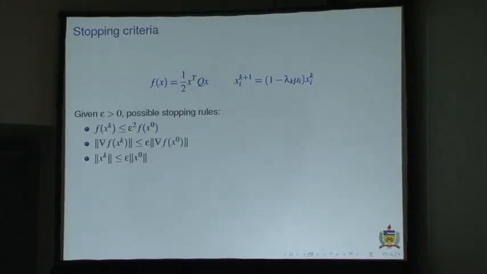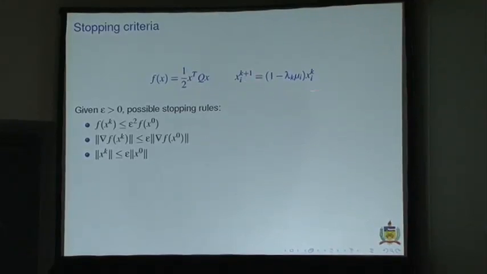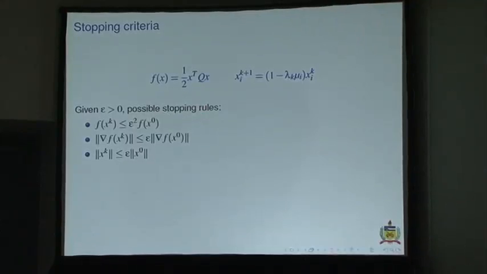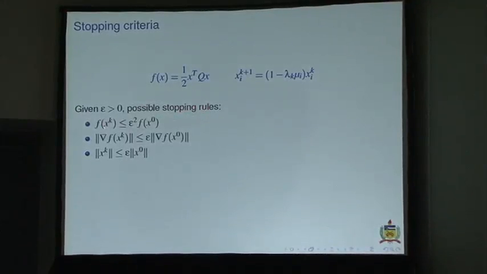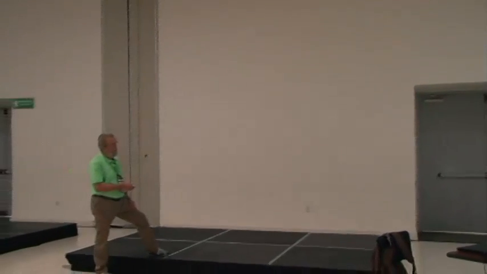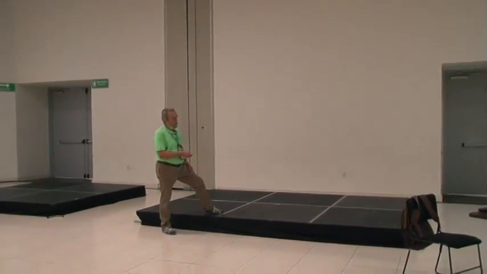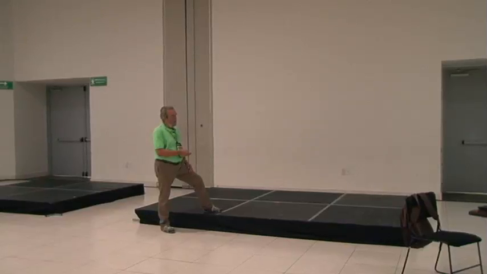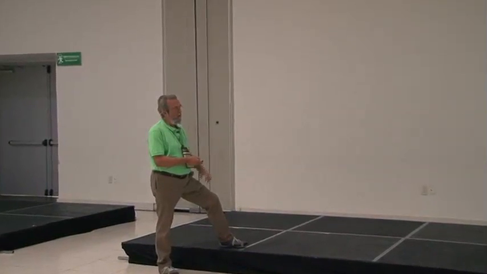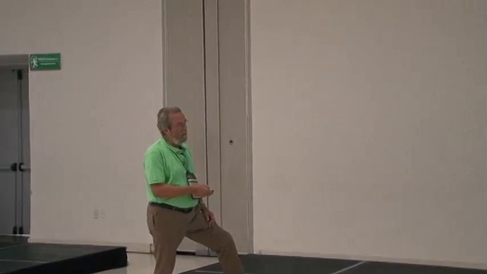Okay. Stopping criteria. We have this function. This is the algorithm. And now, given epsilon, we have several possible stopping rules. The first one is f of x smaller than or equal to epsilon squared f of x0, or the norm of the gradient smaller than epsilon times the initial norm of gradient, or the norm of the point smaller than or equal to epsilon. You see the epsilon squared appears here because there's a square in the function.